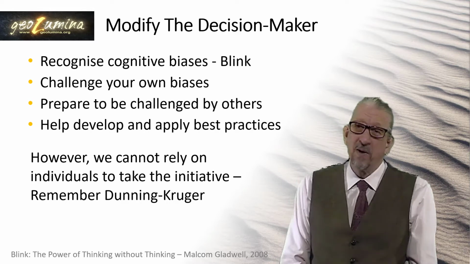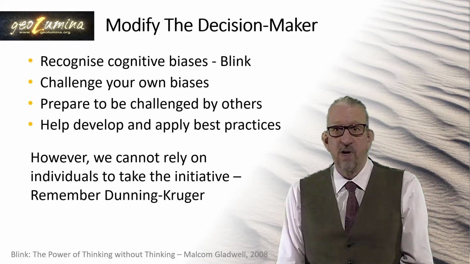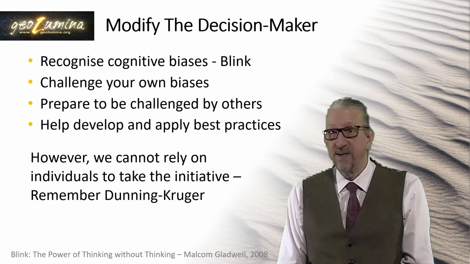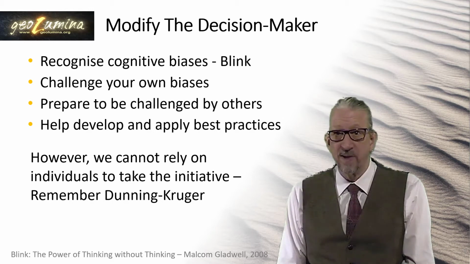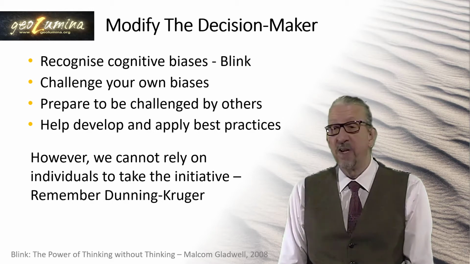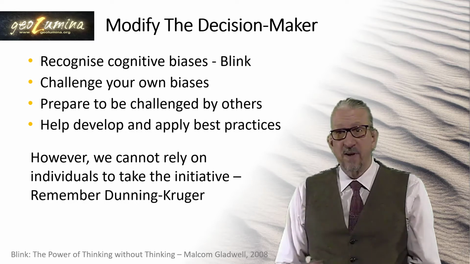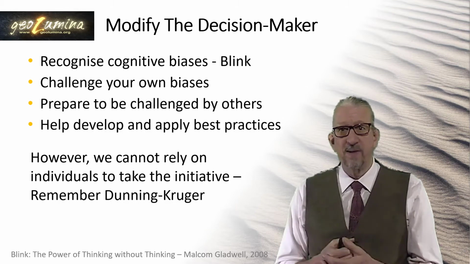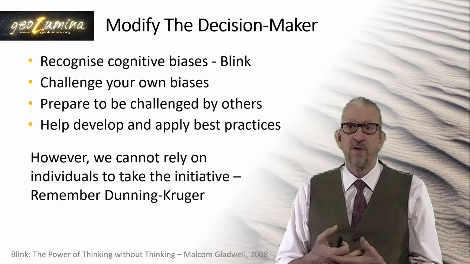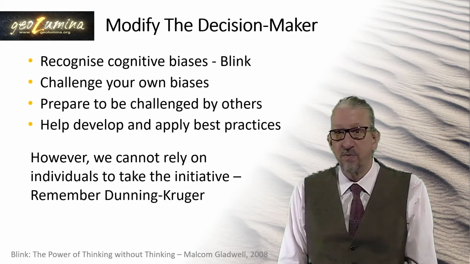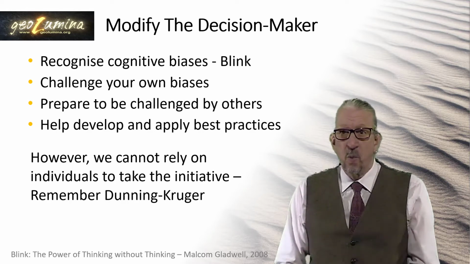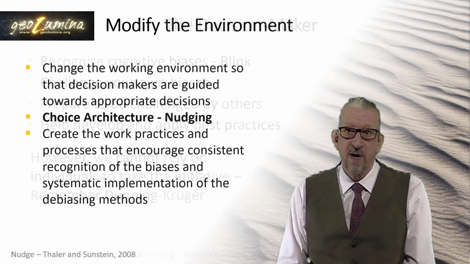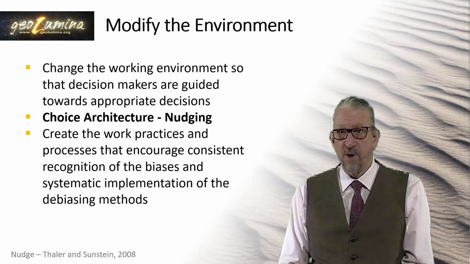However, for the most part, we can't really rely on all the individuals in an organization to take that initiative and to take that responsibility. And if you remember the Dunning-Kruger bias, it's very likely that the people who are most susceptible to biases are potentially also the ones who are least likely to be able to recognize it. So we have to put in place processes within organizations to help us overcome those biases.